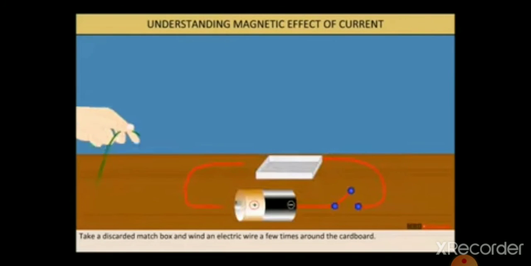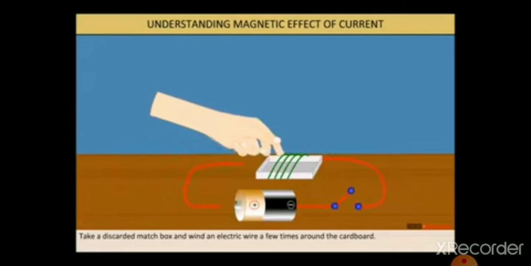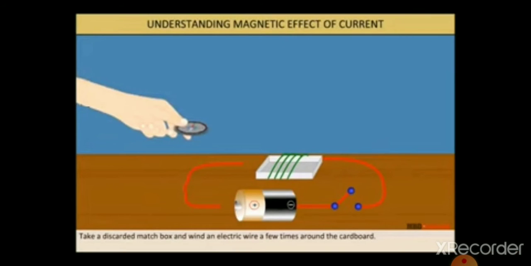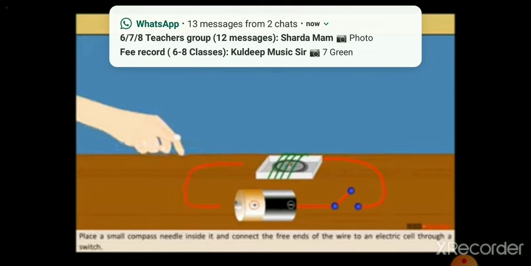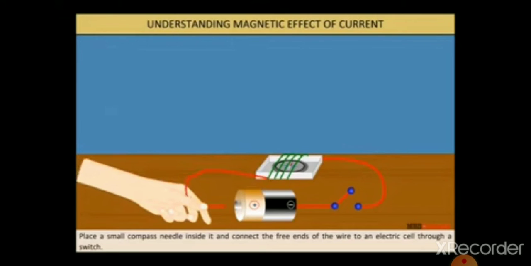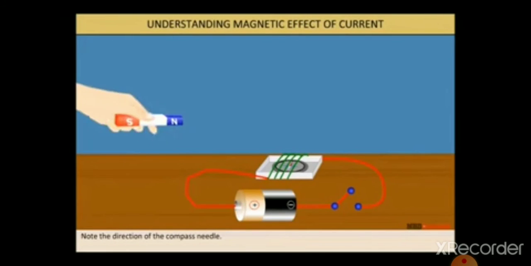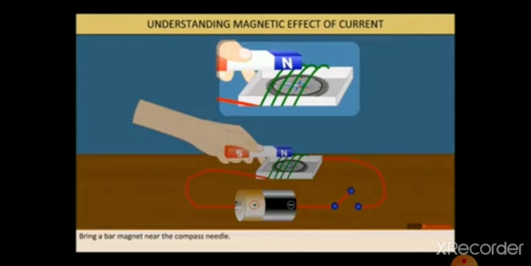Now, understanding the magnetic effect of current. For this, we will take a discarded matchbox, and after this, wind an electric wire a few times around the cardboard, as you can see in this animation. So now place a small compass needle inside it and connect the free ends of the wire to an electric cell through a switch. So after this, note the direction of the compass needle. Bring a bar magnet near the compass needle.